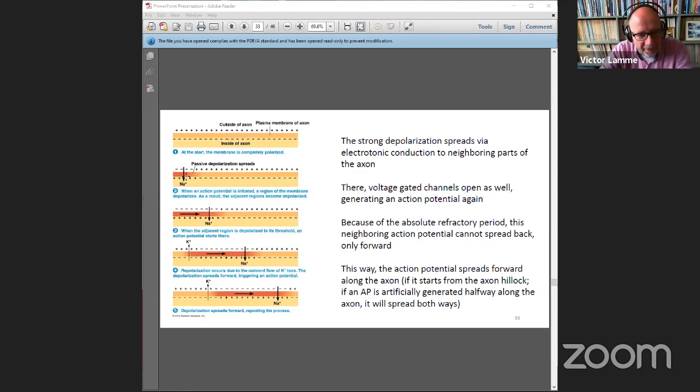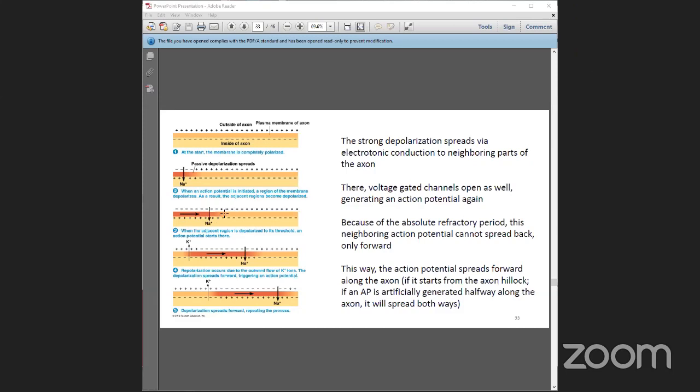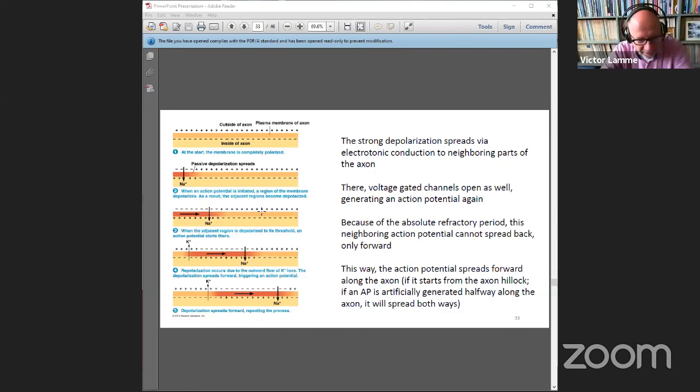Now, if that happens at a particular region, say over here, you get depolarization there, and then this depolarization spreads over the remainder of the axon, so that at the neighboring region, again, you get the opening of voltage-gated sodium channels, and more depolarization, etc., etc. So from there on, this action potential will spread like this over the axon.